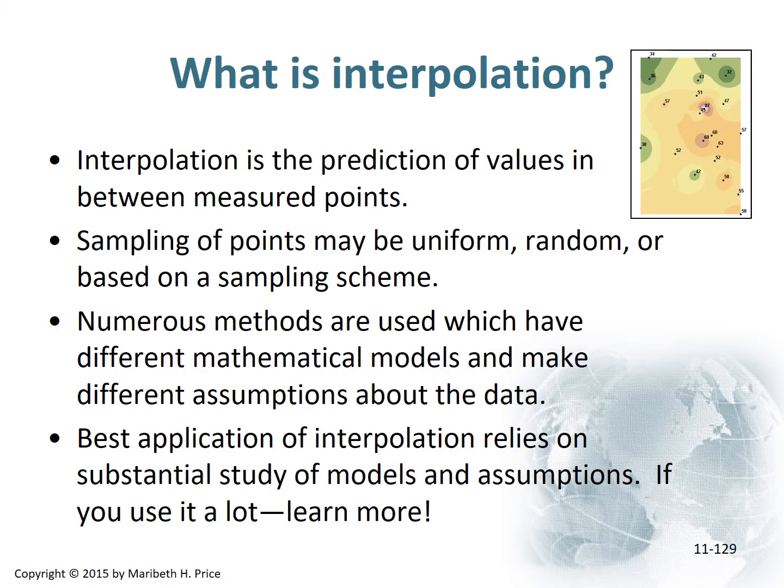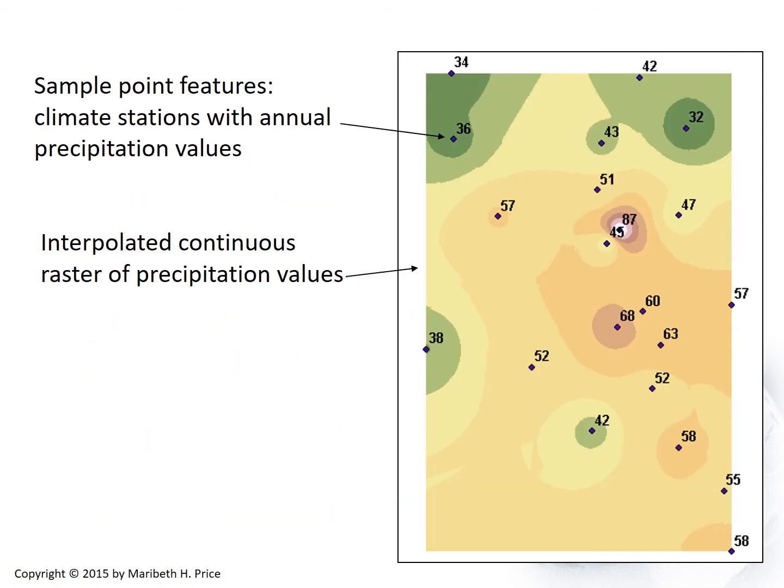Interpolation is the prediction of values in between measured points. Sampling of points may be uniform, random, or based on some sampling scheme. There are lots of methods out there. The best application of interpolation relies on substantial study of models and assumptions. If you use this sort of stuff a lot, you really need to spend more time learning about the various interpolation techniques so you select the right one.